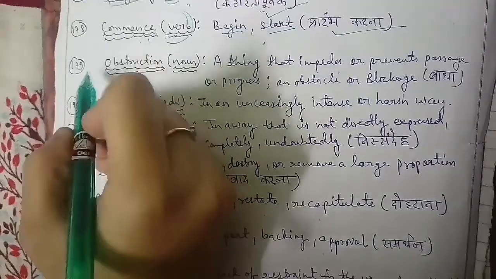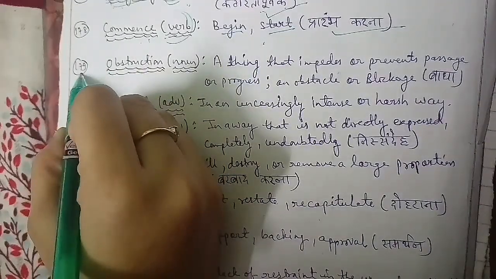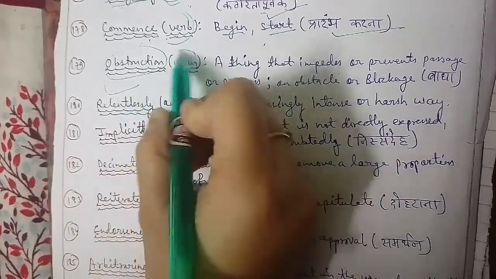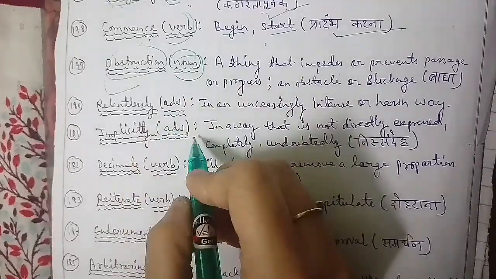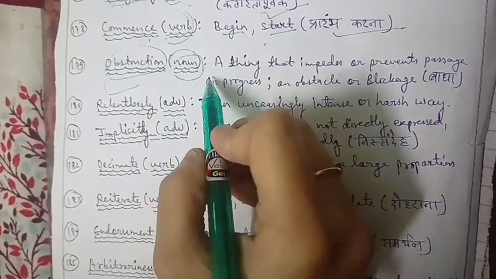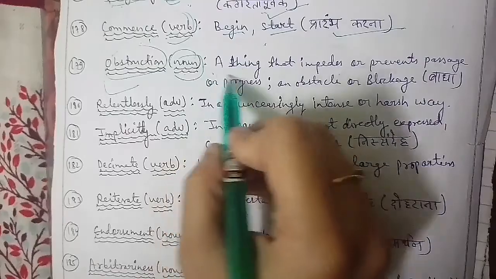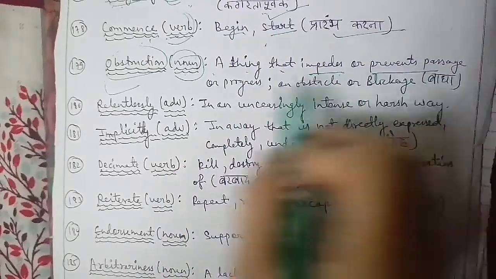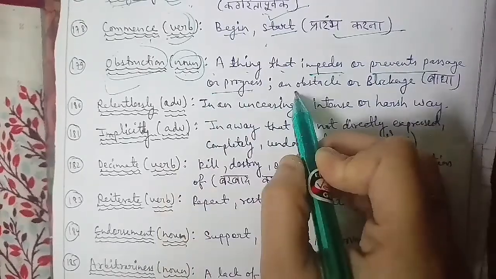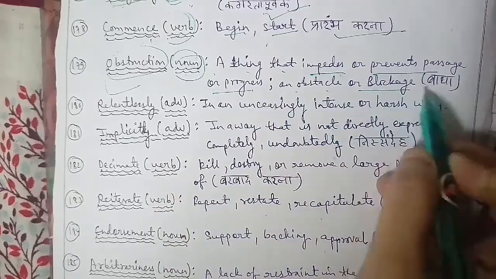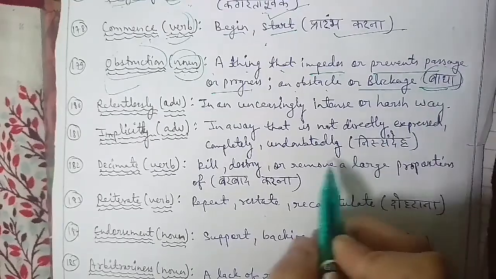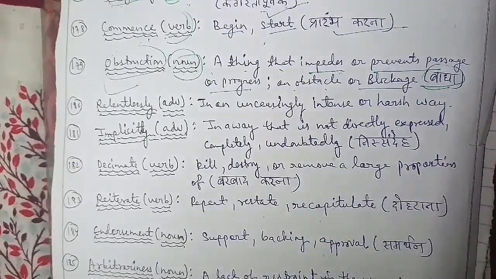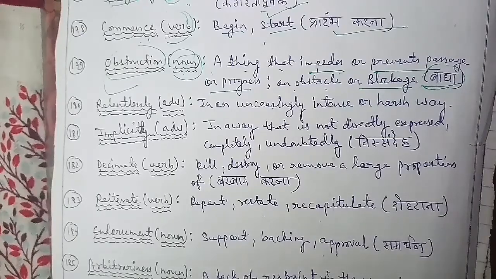The next word that we have here, 179th word, is obstruction. Obstruction is a word that is used as a noun, and the meaning of obstruction is a thing that impedes or prevents passage or progress, an obstacle or a blockage. In Hindi, that is बाधा. बाधा होना, कोई चीज़ ऑब्स्टिकल होना, कोई चीज़ ब्लॉकेज होना, या प्रोग्रेस या पैसेज को प्रिवेंट करना.